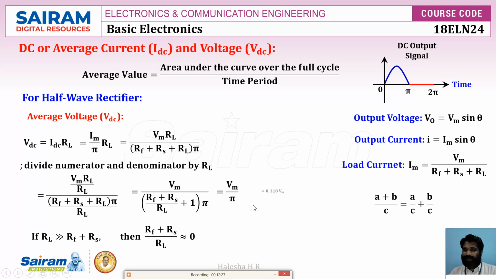Again, 1 over pi is 0.318, or expressed as a percentage, 31.8% of Vm. Clear now? This is the average voltage for the half-wave rectifier. So average current is Im by pi, that is 31.8% of Im, and average voltage is 31.8% of Vm. I'll continue in the next video.